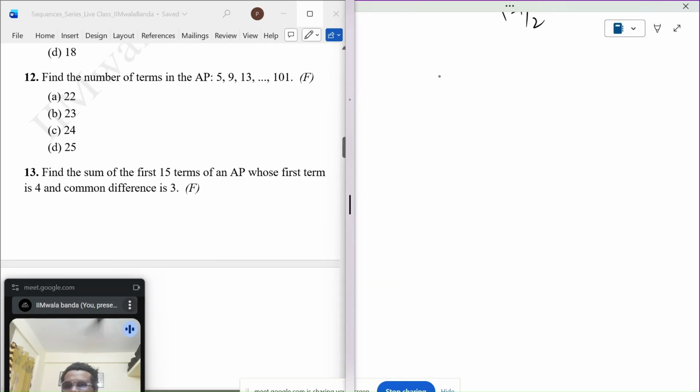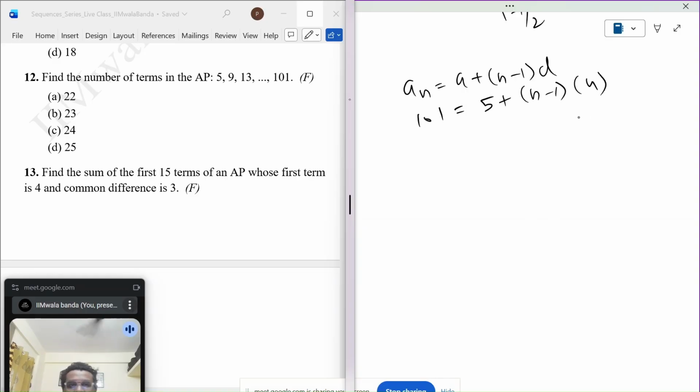Find the number of terms in the AP. So again, an is a plus n minus 1 into d. So you know an is 101, a is 5. I don't know how many terms there are, and the difference is 4. So 4n minus 4 plus 5, or 4n plus 1 is 101, 4n is 100, n is 25. Understood?